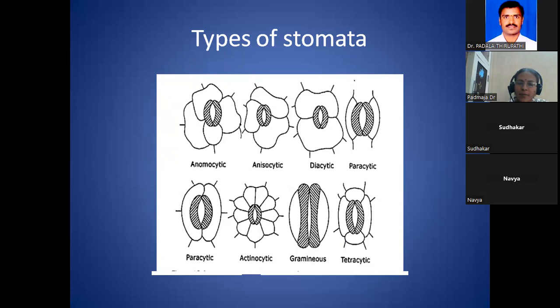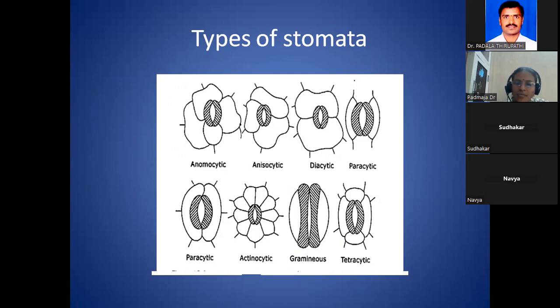In the anisocytic type of stomata, the guard cells are surrounded by 3 subsidiary cells, 2 equal and 1 unequal in size. In the diacytic type, the axes of the subsidiary cells are perpendicular to the guard cells, so it is called diacytic, or they are arranged diagonally. And in the paracytic type, the subsidiary cells are parallel to the guard cells. If you see the fourth and the fifth diagrams, they are the same. The guard cells are surrounded by subsidiary cells in parallel, that means the axis will be parallel to the guard cells.